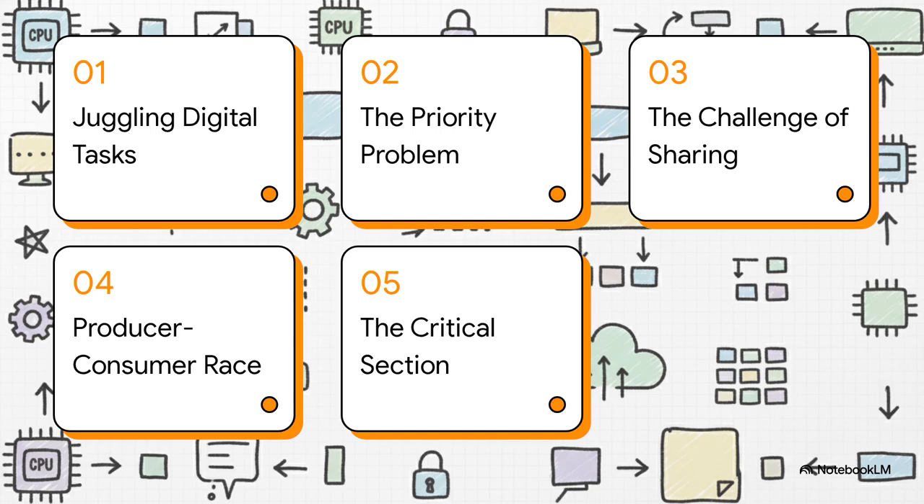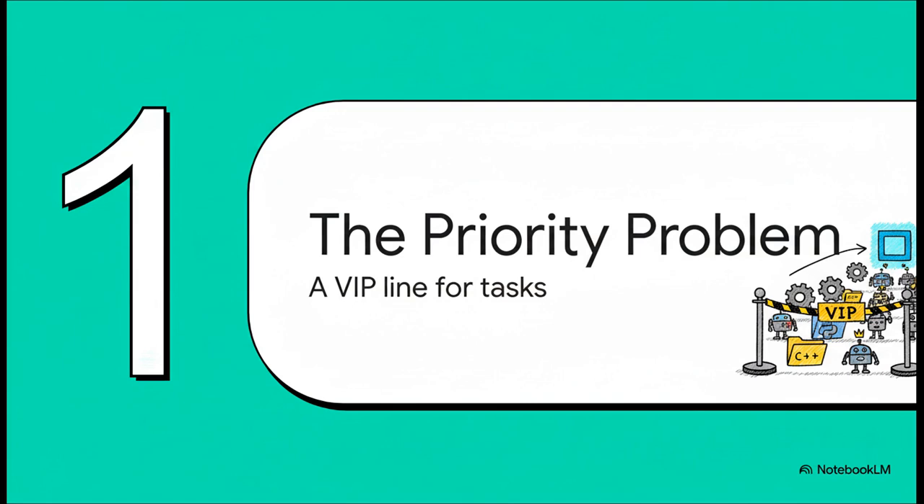All right, here's our game plan. We'll start with how the OS juggles all these tasks and solves the big priority problem, deciding who gets to go first. Then we'll dive into the challenge of sharing information, which, believe me, can lead to some seriously chaotic situations. And finally, we'll see how the system brings order to that chaos with a really powerful concept called the critical section. So first up, solving that priority problem.